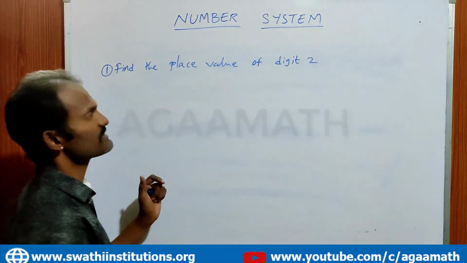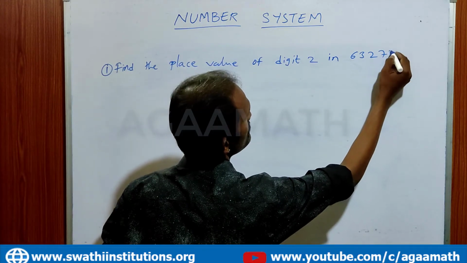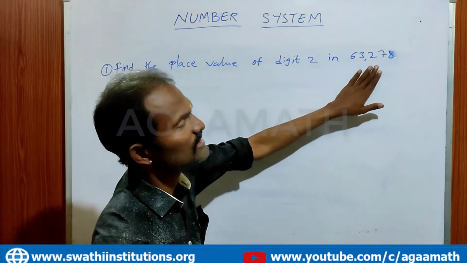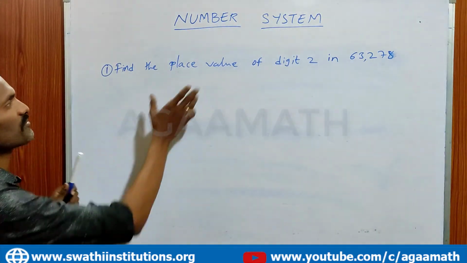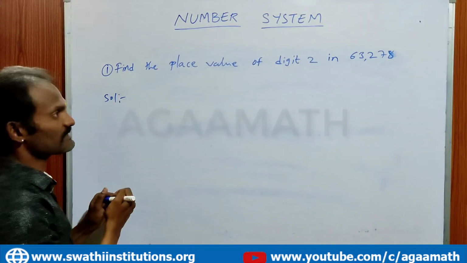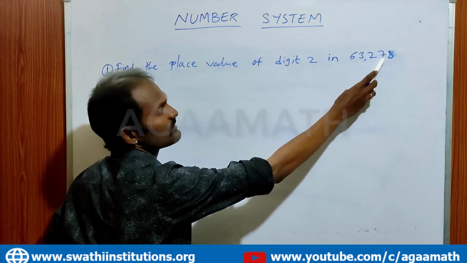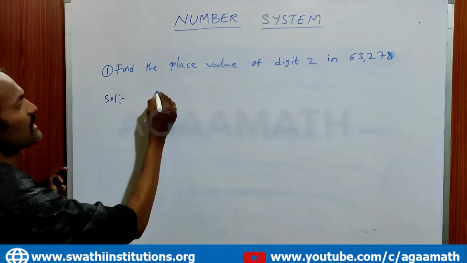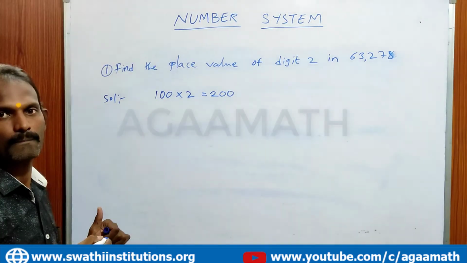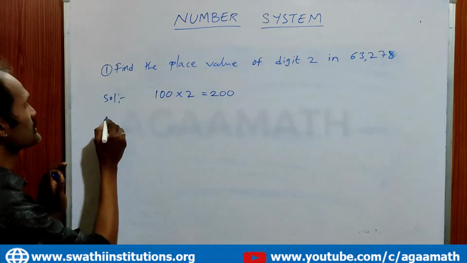Find the place value of digit 2 in 63,278. Place value means, about which digit? Digit 2. First of all, to write the place value, you have to see in which place the digit 2 lies. If you see here, ones, tens, hundreds. So 2 lies in the hundreds place and the digit is 2. So the place value is 200. Based on this place value, let us see another model of question.